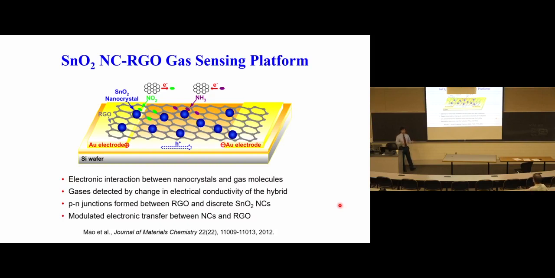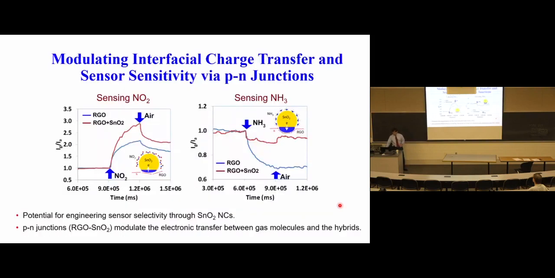So these p-n junctions can potentially modulate charge transfers, depending on the charge transfer direction, and that can be leveraged for different sensing applications. In this particular case, the interaction between the gas molecules and tin oxide nanocrystals will initiate the charge transfer process, either from the gas molecule to the tin oxide nanocrystals or the other way around. Then our device will be able to perceive the change in the electrical characteristic. So that's how we detect these gases.